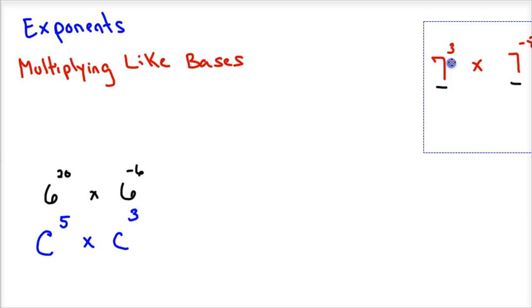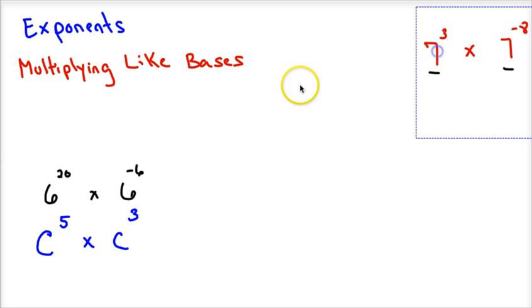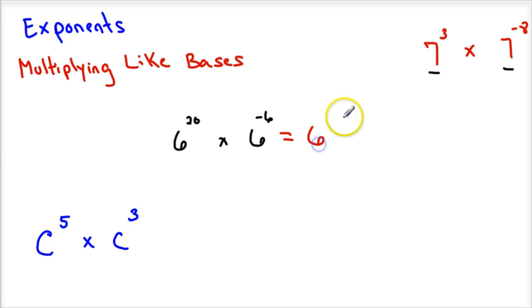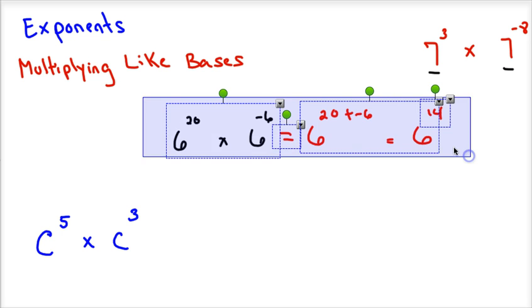Next example. 6 to the 20th times 6 to the negative 6th. Again, ask yourselves, do you have the same base? Yes, so this becomes 6 to the 20th plus negative 6 power. And I got an answer of 6 to what power? 14. Excellent. 6 to the 14th power. The exponent is positive. Leave it just the way it is. Beautiful.